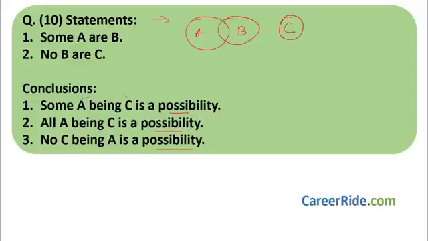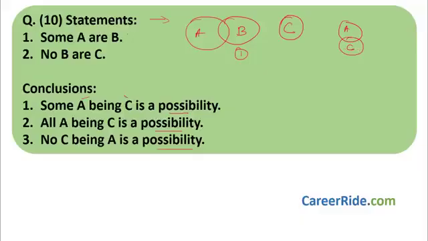Relation between A and C is asked. Is there a direct relation? No. So over here, A is here, C is here, away from each other. This is one possible scenario. Now A and C relation can also be like this: A is like this and C is partly connected to A.